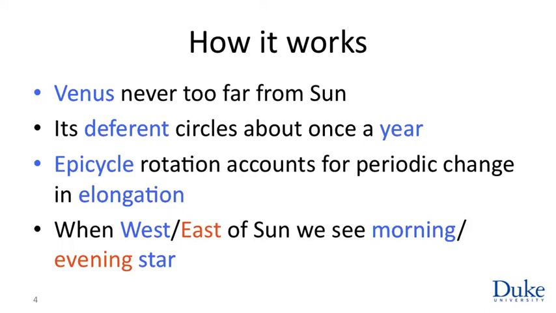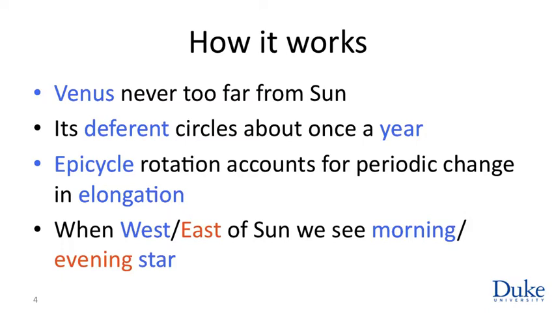Ptolemaic model is that the deferent for Venus moves at about the same rate as the sun does. In other words, the deferent orbits the Earth once a year, and then the epicycle rotation around that, which is not too large, accounts for the periodic change in elongation. In other words, the distance in right ascension between the sun and the planet. And Ptolemy builds in tilts, and the model, as I said, is somewhat elaborate. But at the end of the day, it's a successful mathematical model.